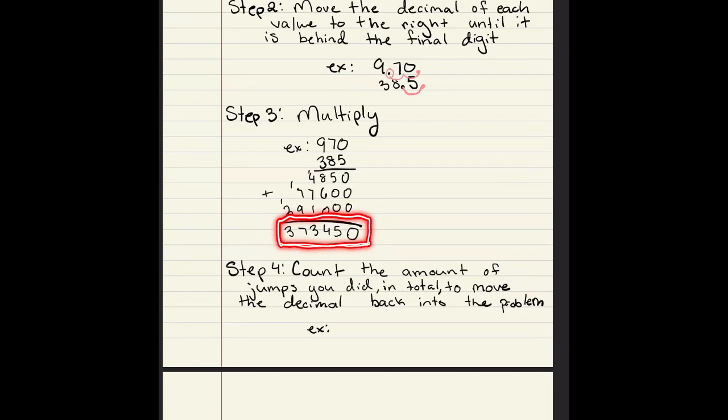We need to include those decimals that we took out. We took them out here: 1, 2, 3. Now we need to put them back in. See, they're out, and now we need to put them back. So let's look at step 4.